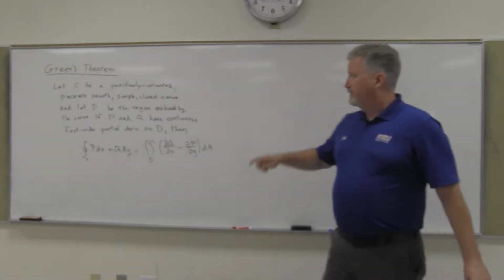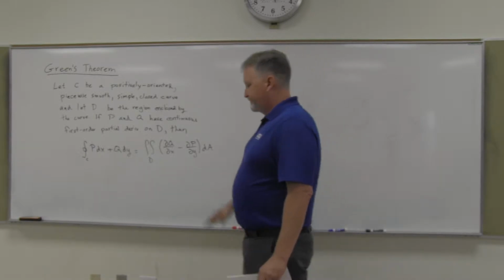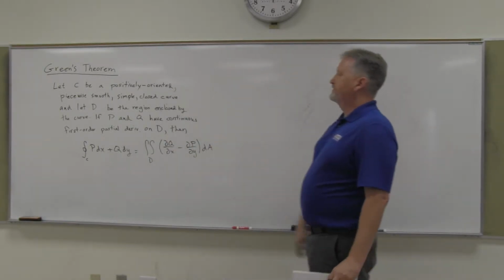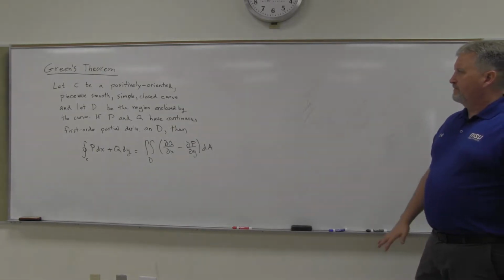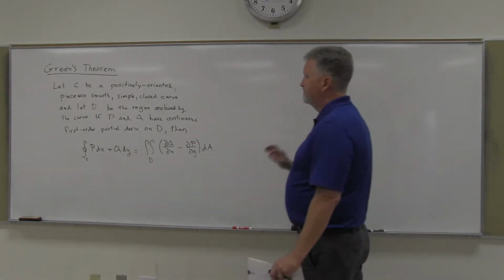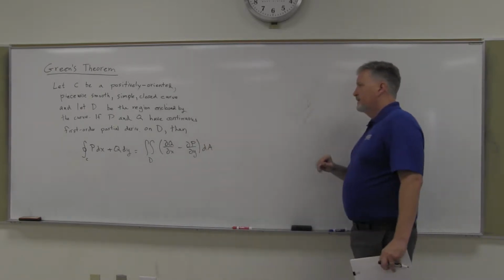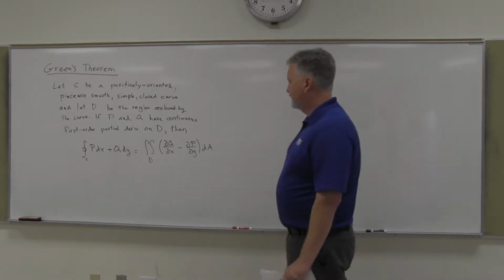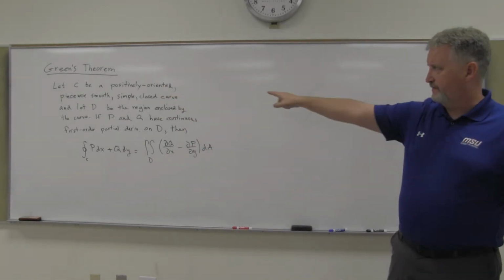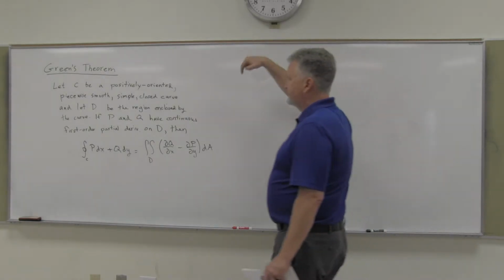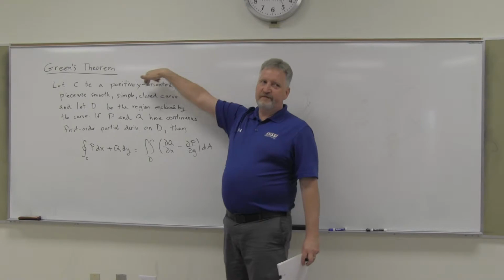All right, so I have written Green's theorem, the statement of it, here. Positively oriented, piecewise smooth, simple closed curve, D is the region enclosed, and then the conclusion there. The first thing we haven't talked about in this theorem, besides the conclusion, is positively oriented.